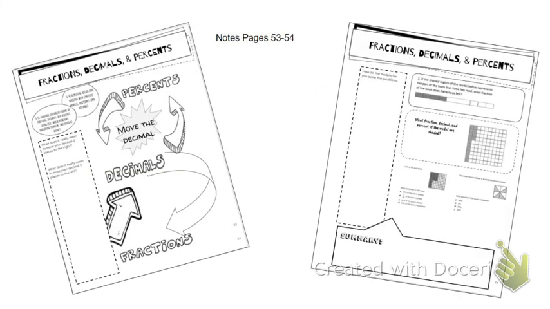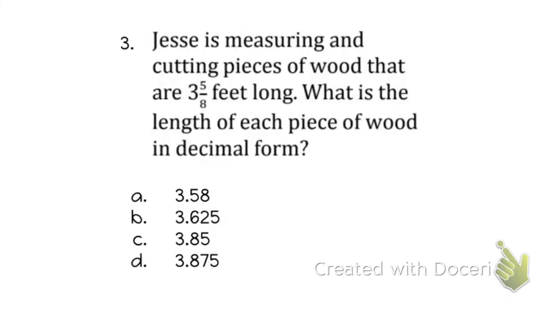All right. Number 3 goes from pages 53 and 54 also, but it is more of the rules on this side of how to change a fraction to a decimal, okay? All right, Jesse is measuring and cutting a piece of wood that's 3 5/8 feet long. What is the decimal form of that?